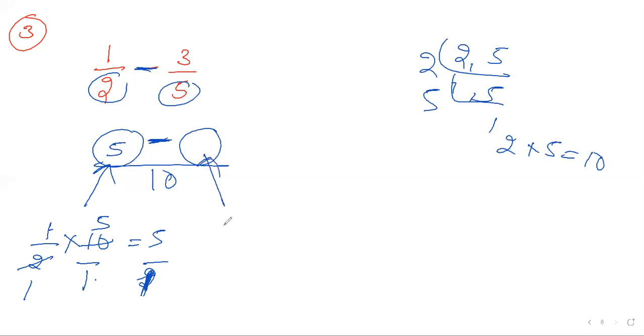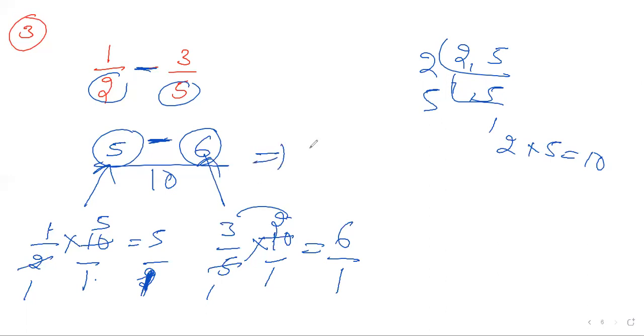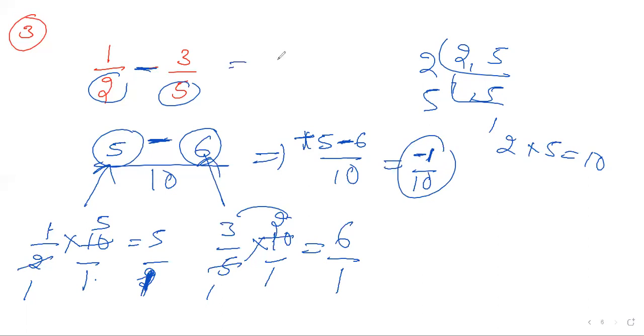Next here, 3 by 5 into your LCM 10. 5 ones are 5, 5 twos are 10. So 3 twos are 6, 1 one is 1. The answer is 6. Next, 5 minus 6 by 10. What is the answer? 5 minus 6. One is plus, the other is minus, so you subtract one from the other. 6 minus 5, the answer is 1. Write the big number's sign, minus 1 by 10. So the answer is minus 1 by 10. This is the answer for the question.